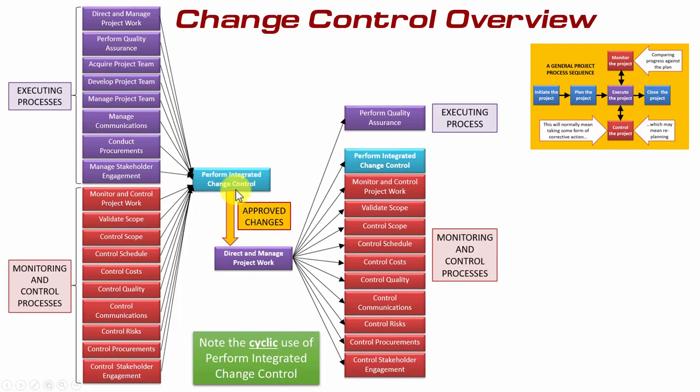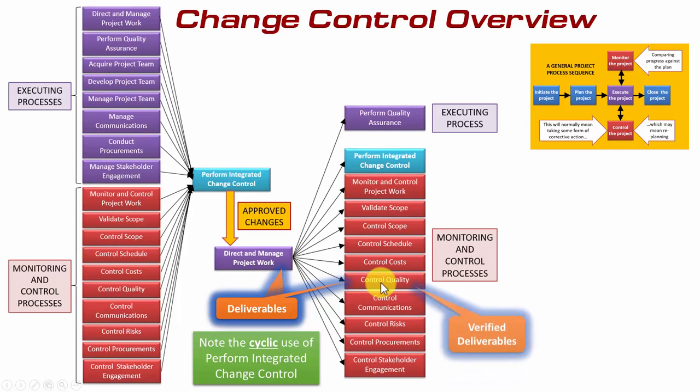These then input back into the direct and manage project work, exactly the same process that was up here. And as you can see, one of the many inputs to direct and manage project work is any approved changes, in which case it is here that they will be implemented. However, that's not the whole story, as you can see. Let me show you. You see, one of the main outputs from direct and manage project work is the deliverables or products.